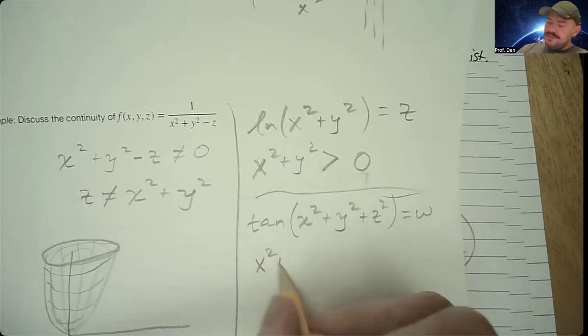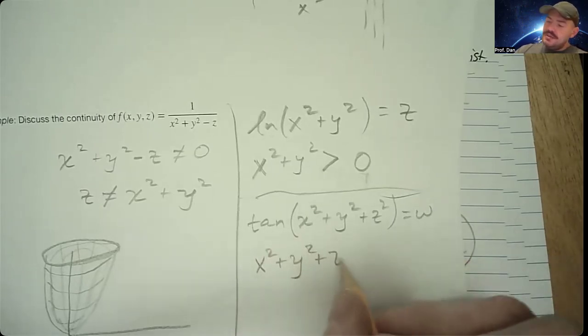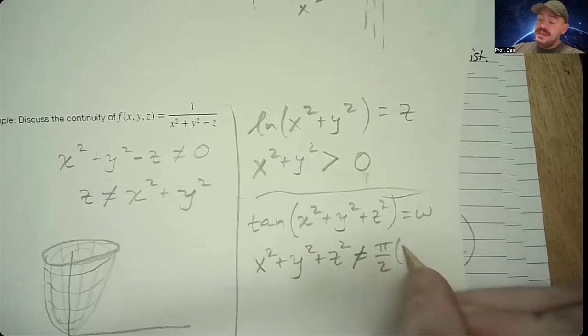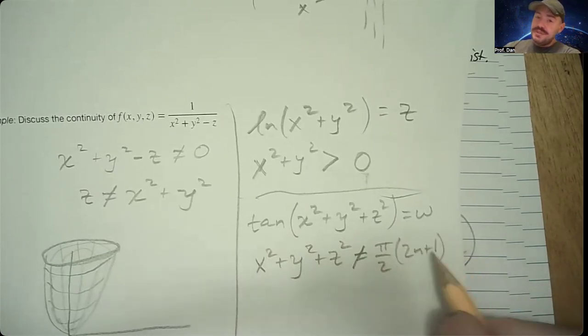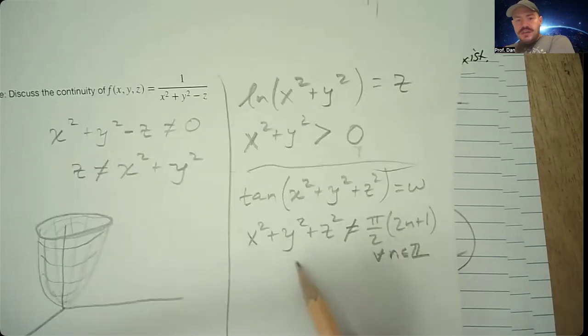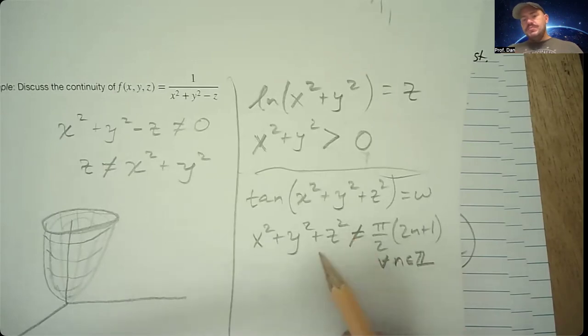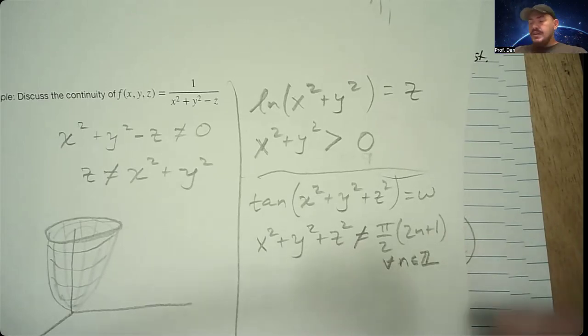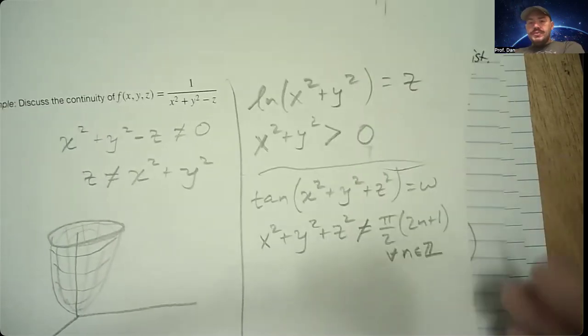So essentially, the inside of the tangent could not be equal to pi over 2 times any odd number. And 2n plus 1 is how you write an odd number for any integer n. If I want to say any integer n, I would say for all n in the integers. Basically, that would mean that you couldn't be on a sphere with varying radii, right? So those are really the only other math no-nos that we haven't looked at.